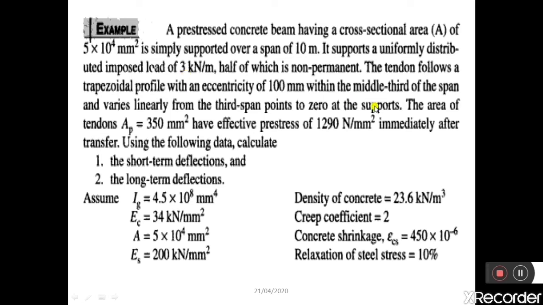So the tendon follows a trapezoidal profile with an eccentricity of 100 mm within the middle third of the span, and linearly varying from the third span points to 0 at the support. The area of tendons is given, it is 350 mm square, and the effective pre-stress applied to the tendon is 1290 Newton per mm square.